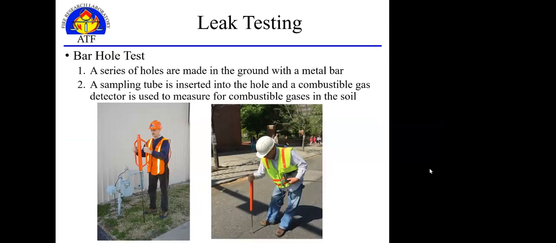Bar hole test is typically what the utility company is going to do. So they will map out and punch a series of holes either in the ground or in the pavement, and then they will stick a tube in that hole, and they'll create a map as they go from, say, the meter out towards their main line in the street, and they'll show that there either is or is not any sort of gas available in the soil.